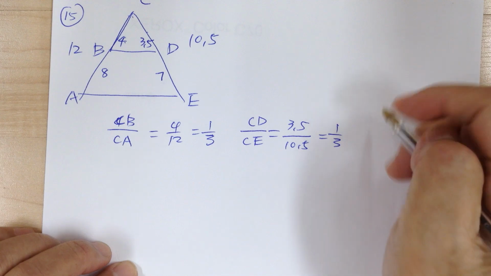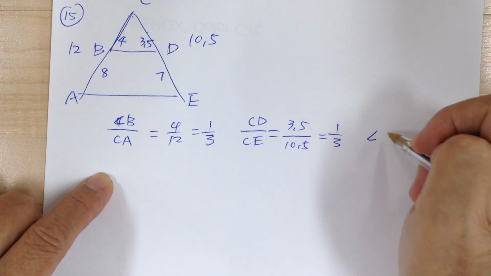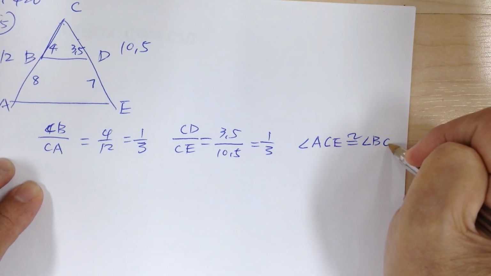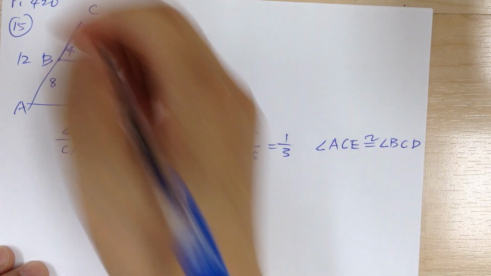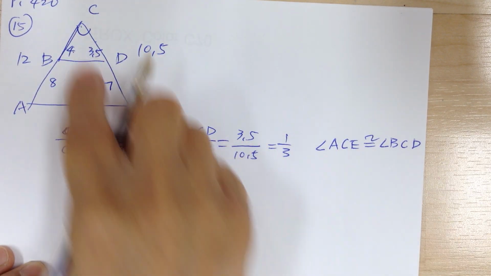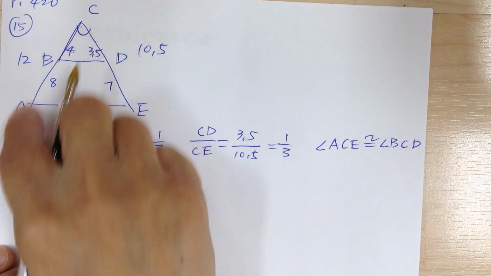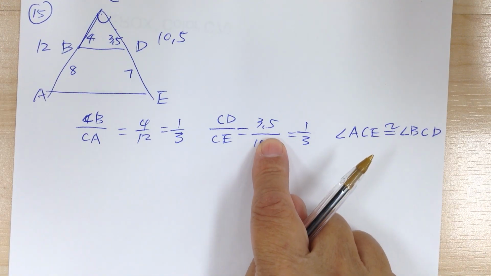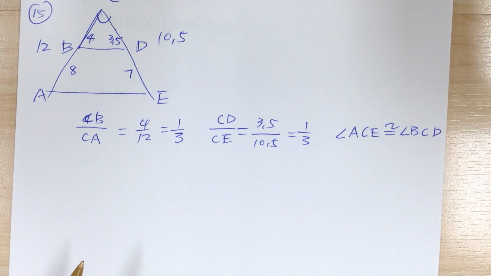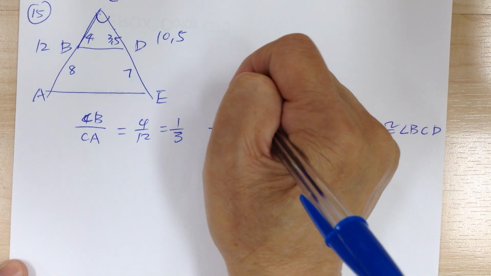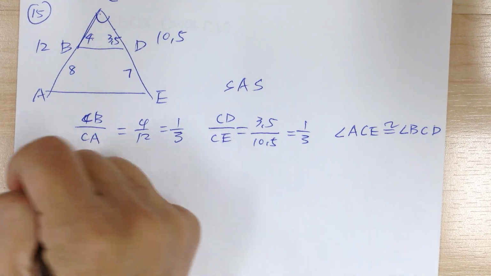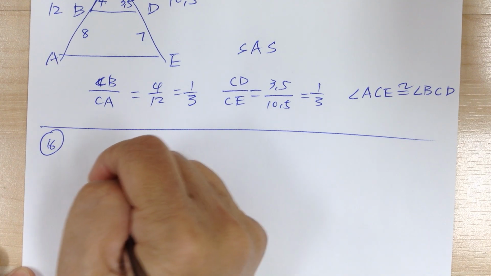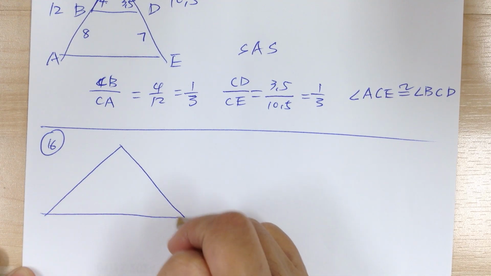And then you have angle ACE is congruent to angle BCD. Okay, so this is reflexive, the same angle equals itself. So this is the angle for the big triangle, also the angle for the small triangle. So you're going to have the SAS. Okay, so that's how you get the SAS. Okay, number 16. It's going to be the same thing except the triangles are turned kind of sideways now.